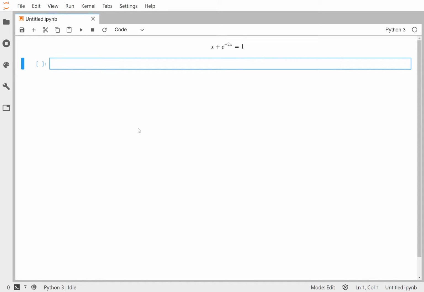So let's try an example of the binary search. We're going to start with the function that we had before, x plus e to the negative 2x equals 1, and we're going to look for at least one of the solutions.